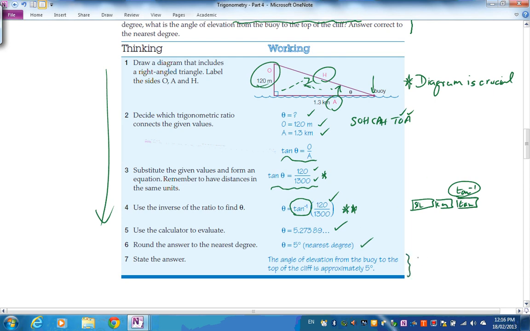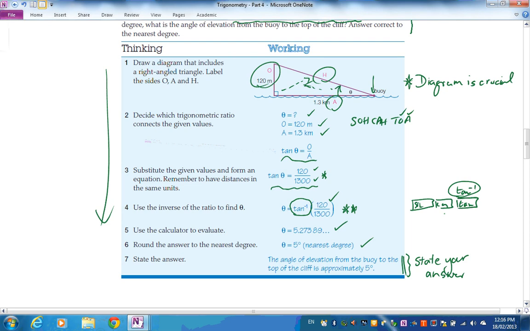Please remember, state your answer in the context of the problem. No good saying theta is 5. You've introduced theta as your mathematical symbol to represent the thing they asked you to find. What did they ask? The angle of elevation from the buoy to the top of the cliff. So you do that in those words. The angle of elevation from the buoy to the top of the cliff is approximately 5 degrees.